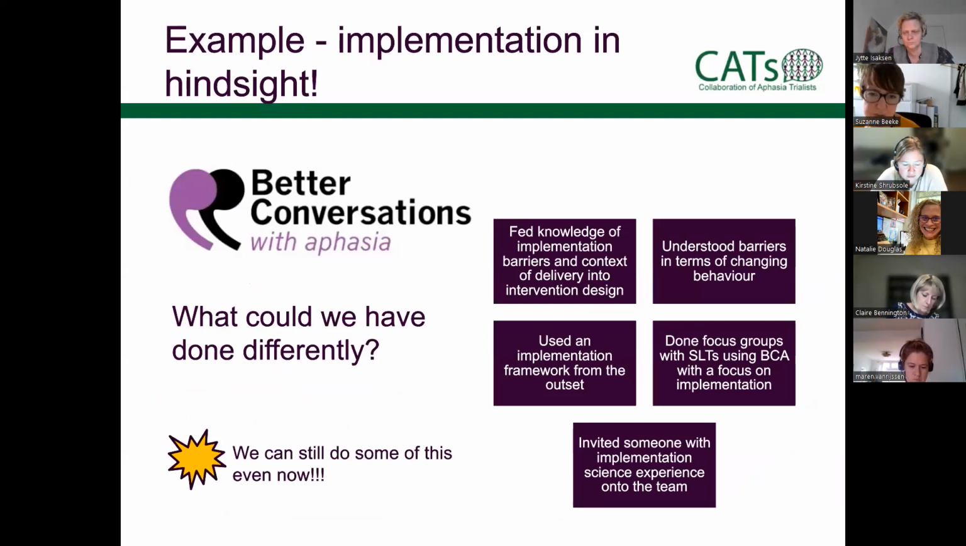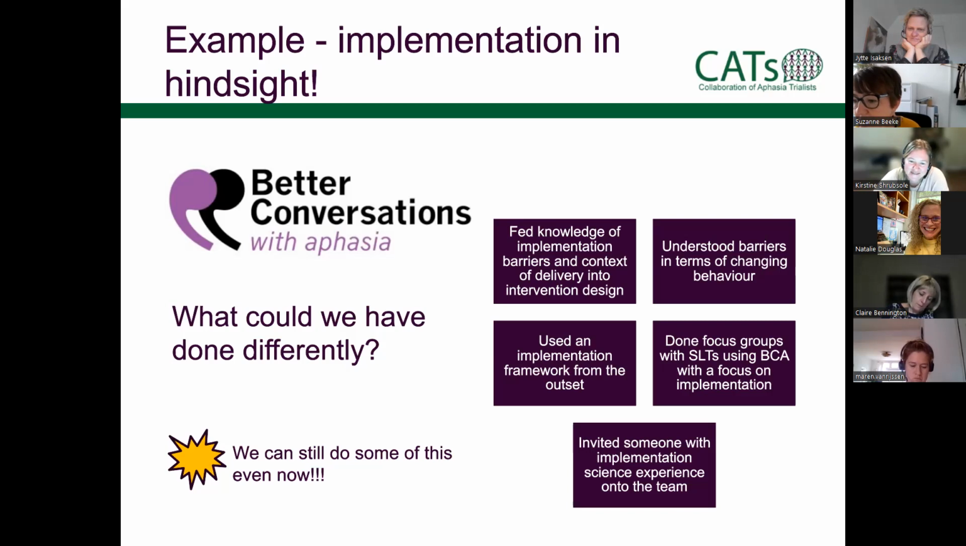So I was just reflecting on what we could have done differently, and I think these are the things for me. I think that we could have fed knowledge of implementation barriers and context of delivery into the intervention design. We did that work, we learnt what SLTs were telling us, but we didn't feed it in. Well, this is definitely with hindsight, but in future, I will use an implementation framework from the outset.